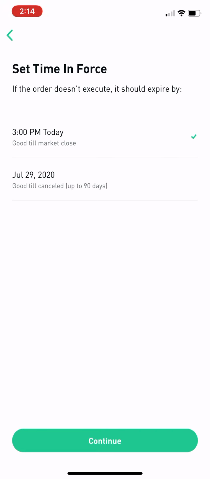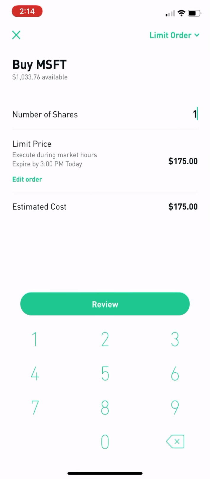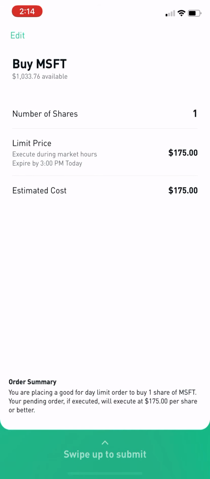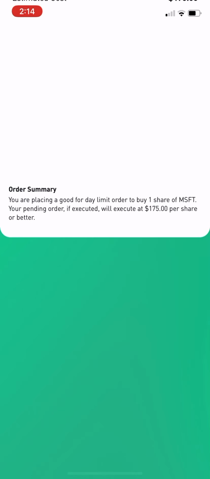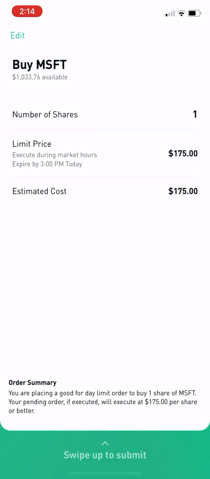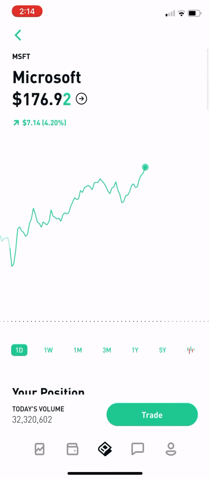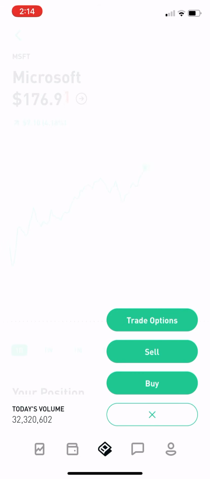So let's say we just want to buy it for today. We'd click continue, and here you can review your order and see all the information about it. We'd click review, and how you would actually go on buying this stock is you would just swipe up, which is a pretty nice feature. I'd say it looks pretty nice. So you just swipe up, and your order would be placed. And depending on where the stock price is sitting at and where your limit order or your market order is, they would actually buy and sell the stock for you.